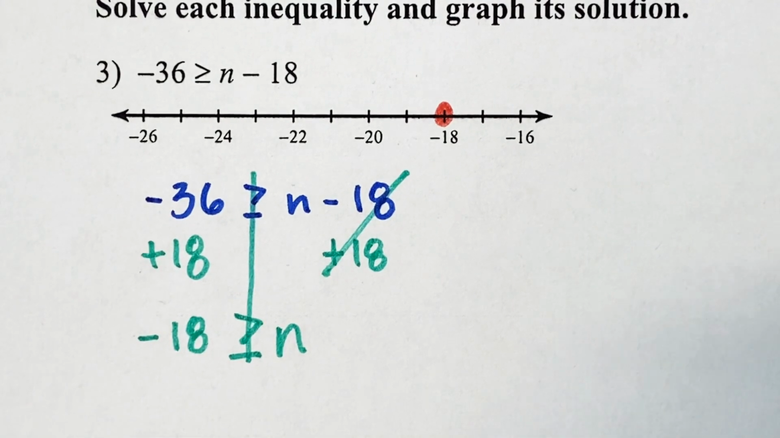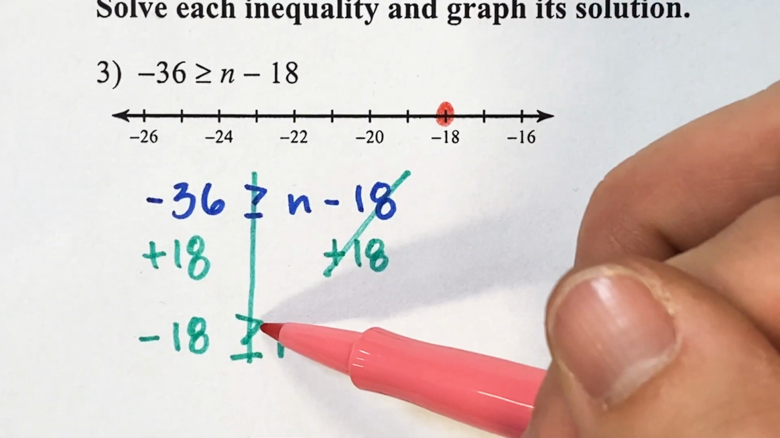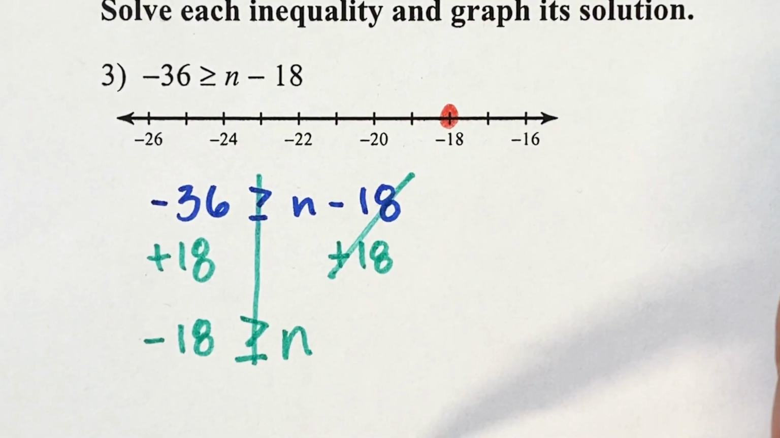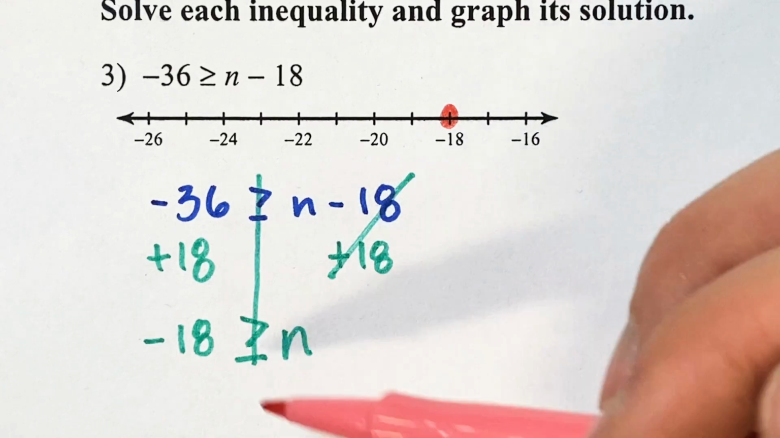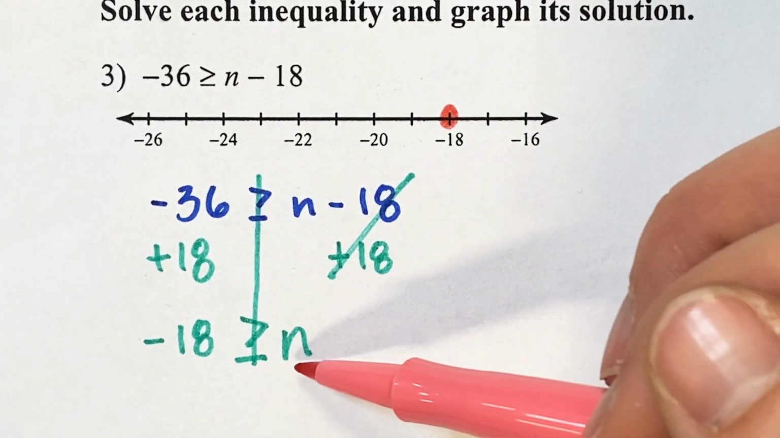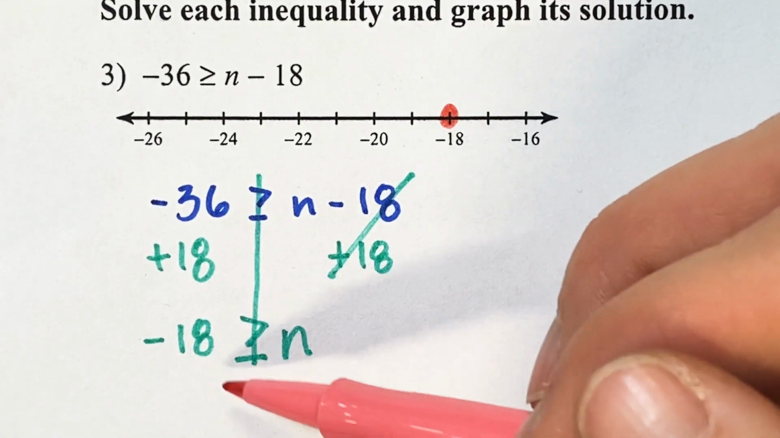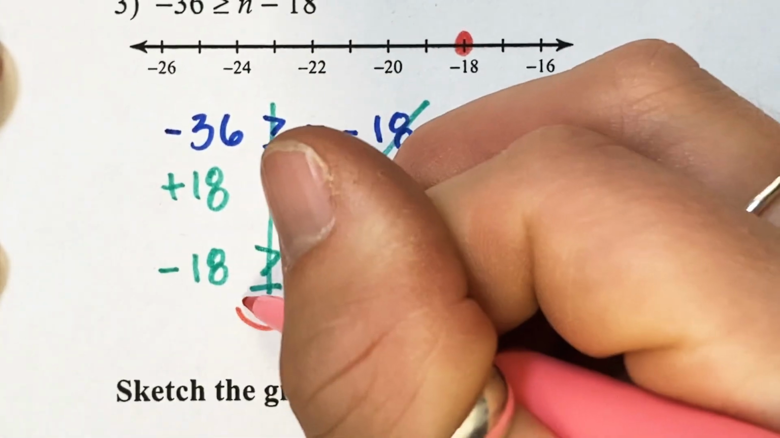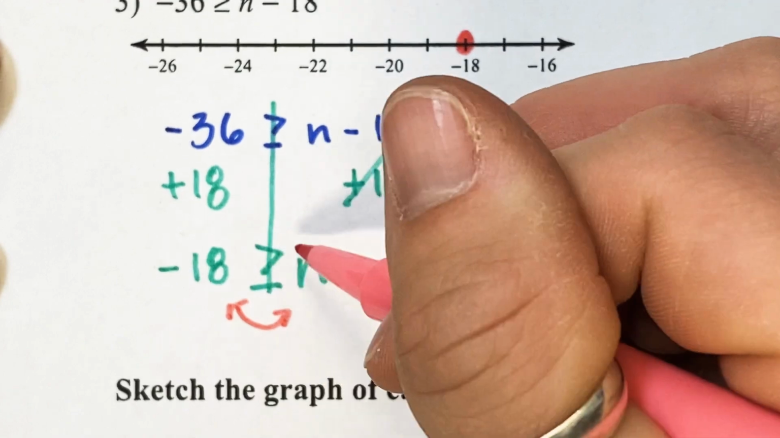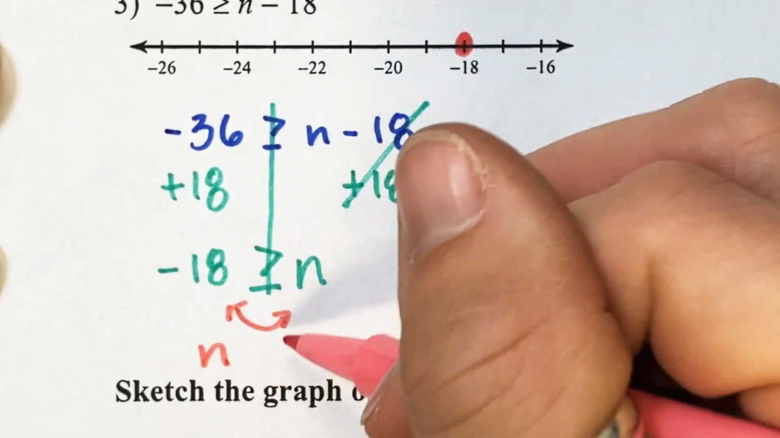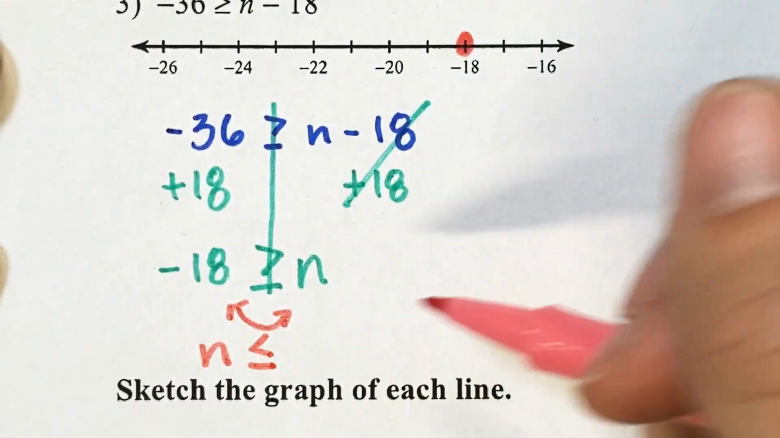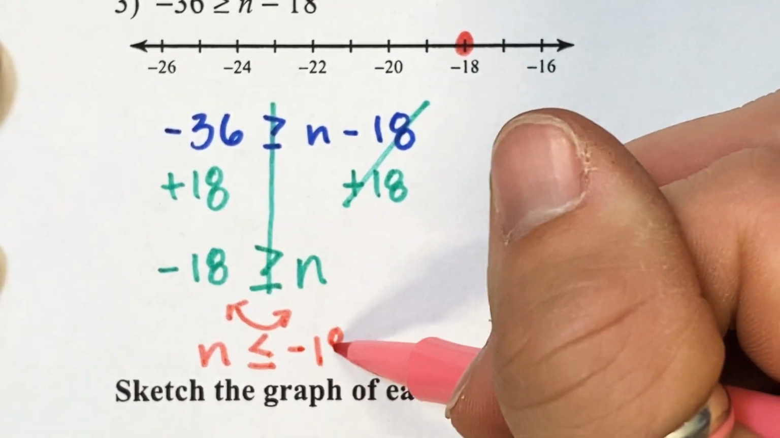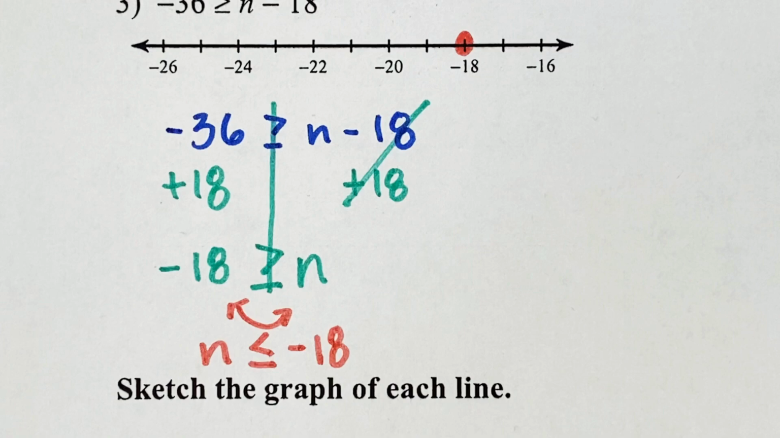Okay, is our arrow pointing to the direction we should shade? No, it's not, because our n actually came second, our negative 18 came first. So we can either flip it, flip sides, and make sure you flip the sign as well. So n is still less than, the gator still wants to eat that negative 18, so n is less than or equal to negative 18.